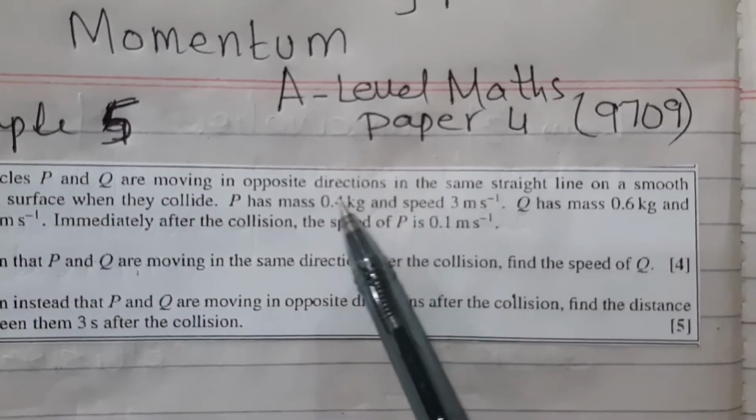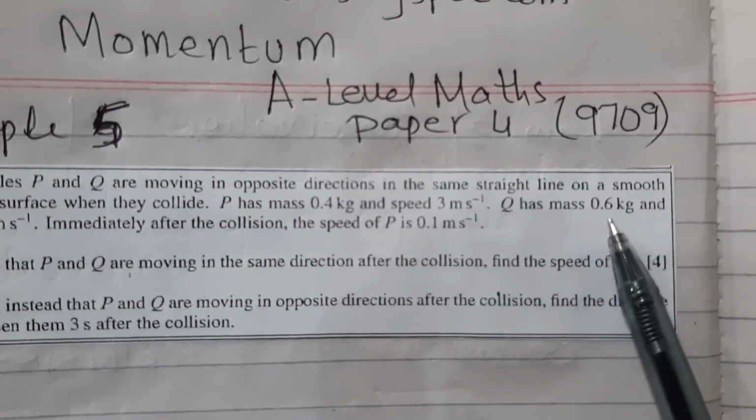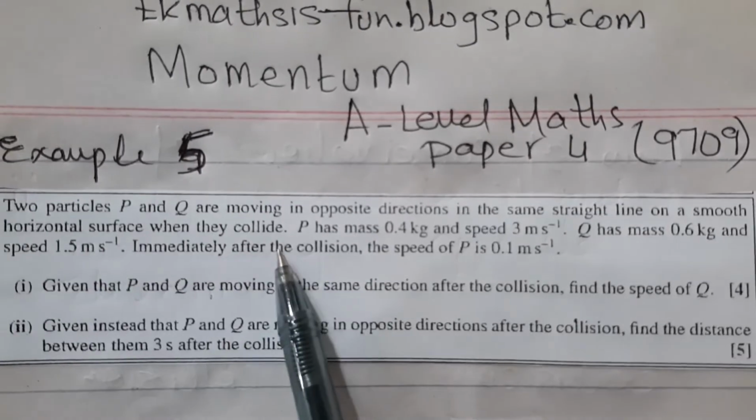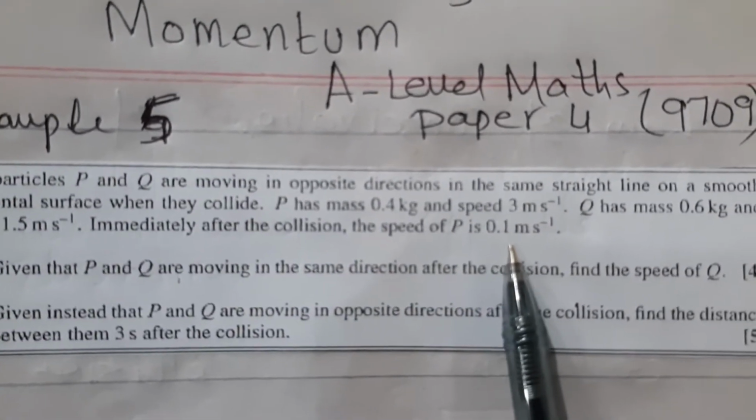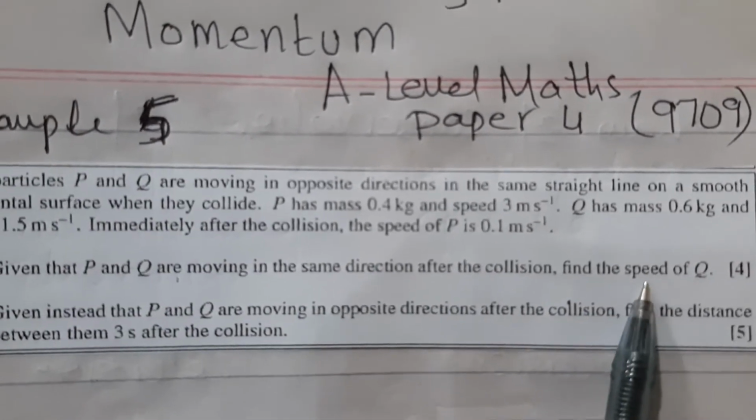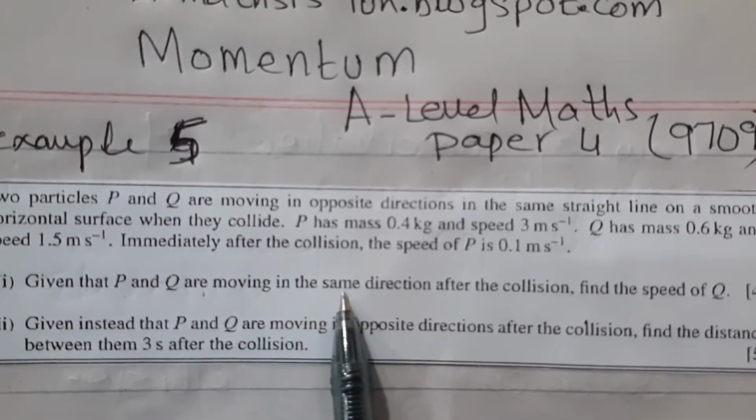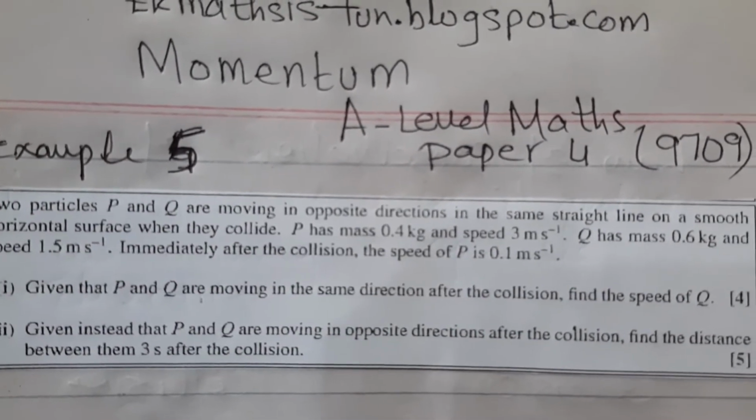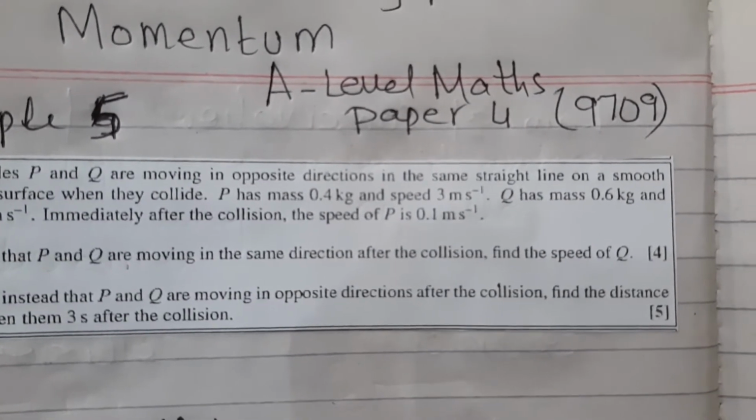P has mass 0.4 kg and speed 3 meters per second. Q has mass 0.6 kg and speed 1.5 meters per second. Immediately after the collision, the speed of P reduces to 0.1. So what you have to find is the speed of Q after the collision, and what is given to you is that P and Q are moving in the same direction after the collision. The question is telling you that after the collision they are moving in the same direction and you have to find the speed of Q.